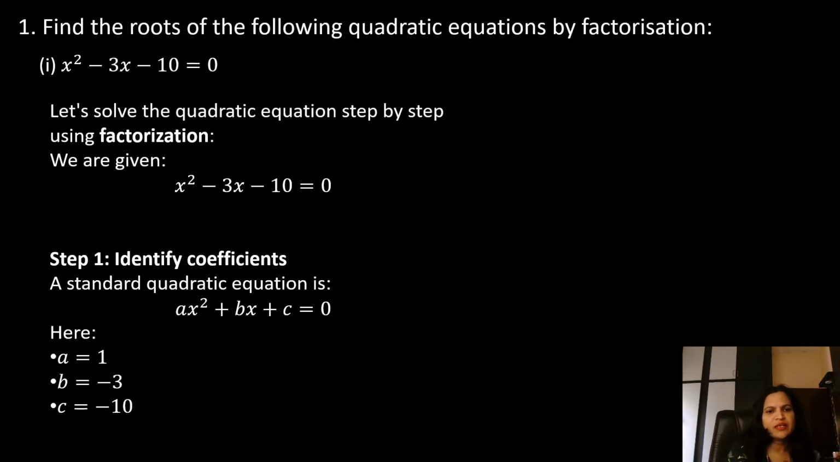Identify the coefficients here. The standard equation is ax square plus bx plus c equal to 0. Coefficients: a is 1 here, minus 3 is b, minus 10 is c here. Okay, we knew this.